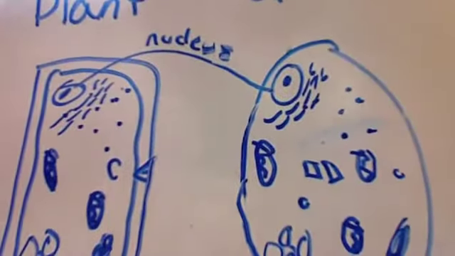Nucleus. Here's an example of the nucleus. The nucleus is basically the controller of the cell. It controls the cell and holds genetic material such as DNA and RNA. It's basically the brain, and it belongs to both cells, and it's important to both.